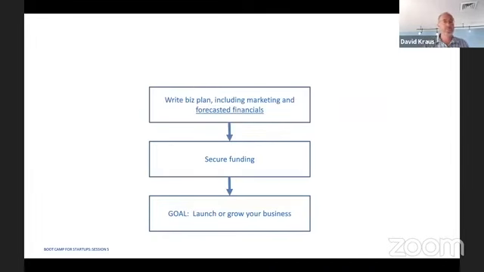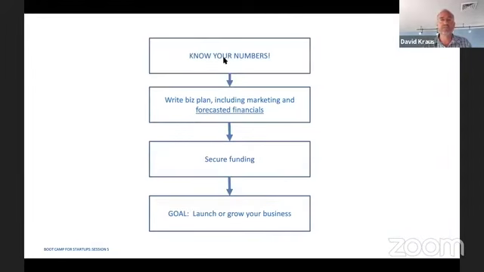So then you've got to back up one step further, and that's going to require you to write a business plan, and marketing and your forecasted financials are going to be two of the most important pieces of that business plan. To make that a reality, you've got to know your numbers. So if there's one theme of today, it's know your numbers. And if you don't know, ask. And by all means, stop and throw a question in the chat or hop off mute if you have a question, because I don't want to be just rambling and lose anybody on a theme.